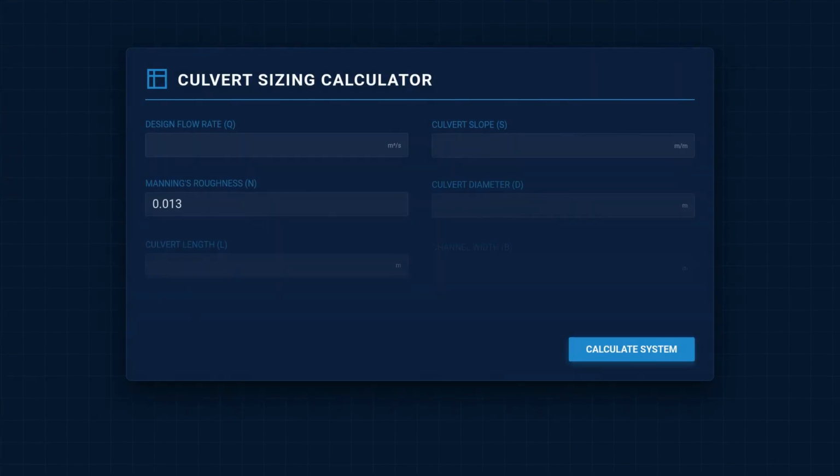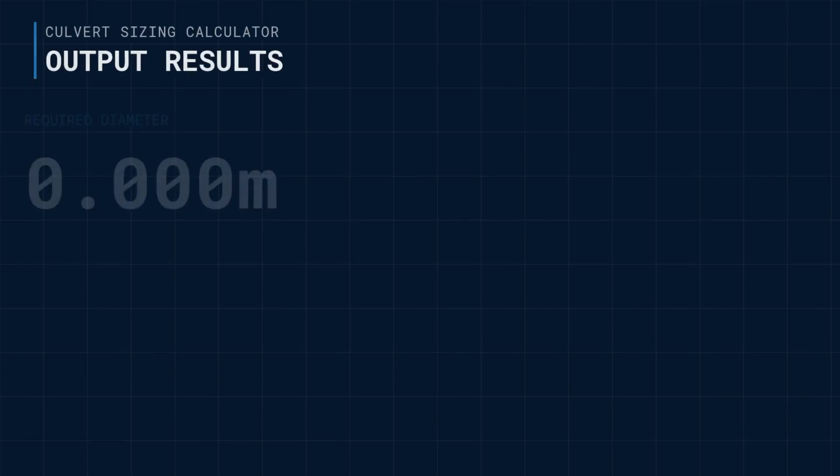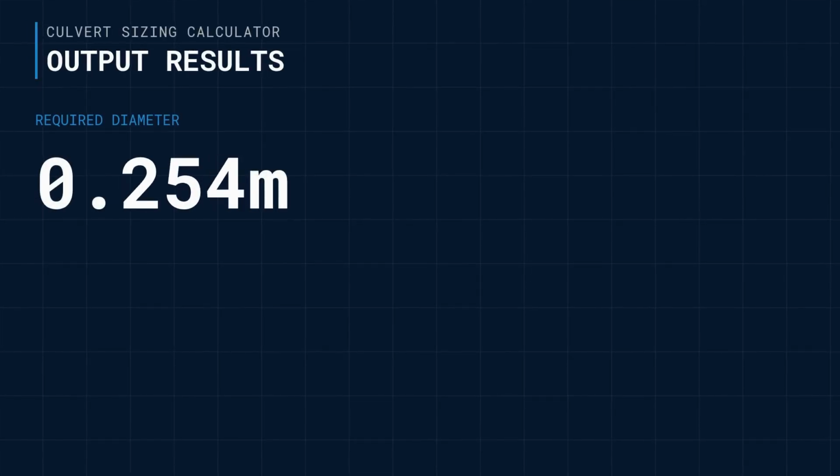For our example, I'll input 10 for design flow rate, 10 for culvert slope, keep Manning's at 0.013, 10 for diameter, 10 for length, 10 for width, 10 for height, and 0.5 for entrance loss. After clicking Calculate, we get a primary result of 0.715 meters required diameter.